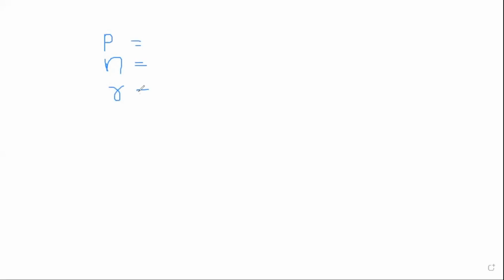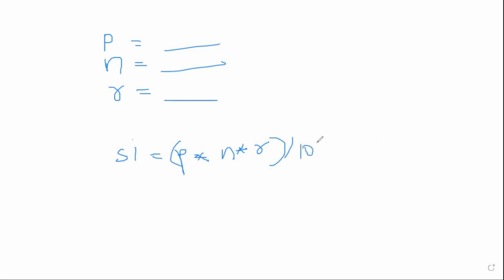So these three values we need to take from the user, and the formula is: simple interest is equal to P into N into R divided by 100. This is how we can calculate the simple interest of any principal amount. So we'll look at this in the code.